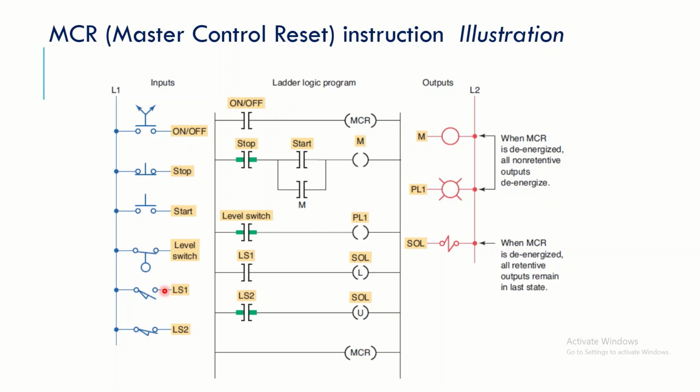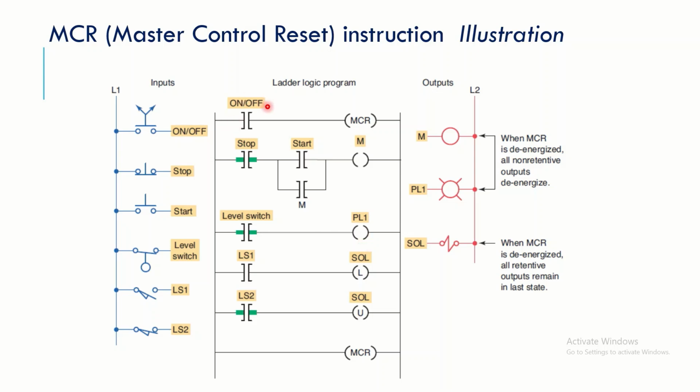So if this switch LS1 is activated, I should say it is true, then the solenoid will be energized, and when it is false, the solenoid will not be energized. Now importantly, this solenoid is having latched input and output. However, the motor is not having a latched coil, and this pilot lamp is also not having a latched coil. What does that signify?